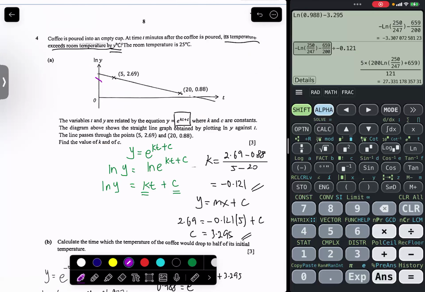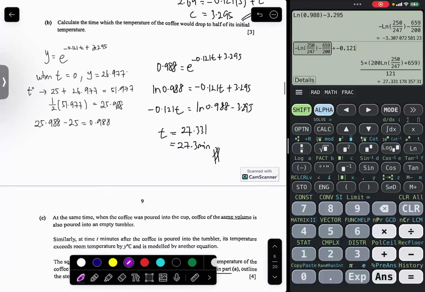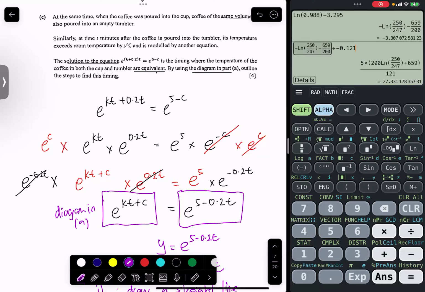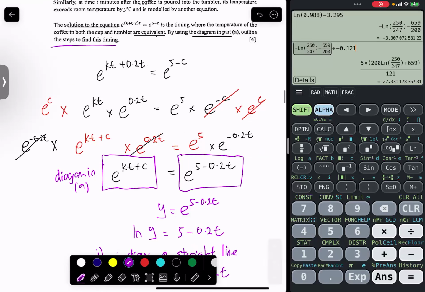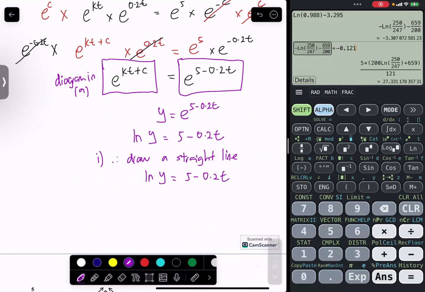So that it will look something like this. Maybe something else. Oh okay, I don't know, have to plot out. But they didn't ask us to plot. Outline the steps to find this timing: draw a line, ln y, then the time will be the point of intersection.